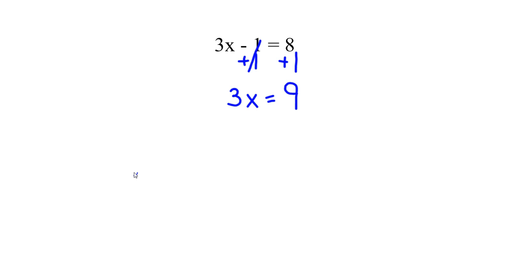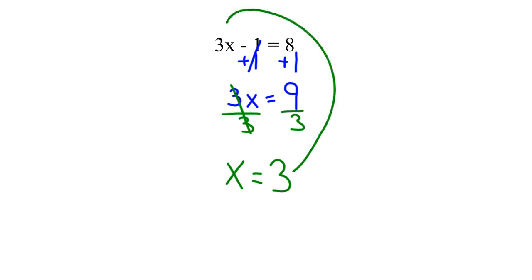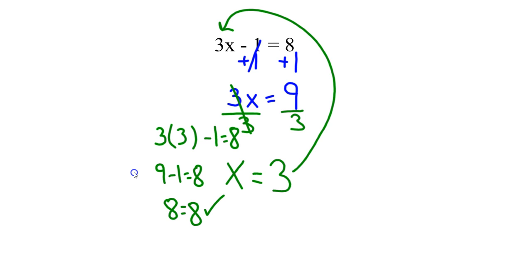To solve for x, I've got to get rid of that times 3. To get rid of a multiply by 3, I'm going to simply divide by 3. These will cancel out and I'm left with x. 9 divided by 3 gives me 3. Again, if I come back up here and plug it into this equation, it'll give me 3 times x, which we just found is 3, minus 1 equals 8. I'll get 9 minus 1 equals 8. 8 equals 8. Got a true statement, therefore I have found a solution.